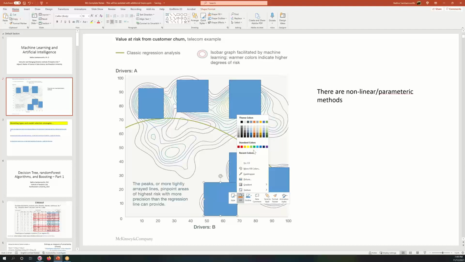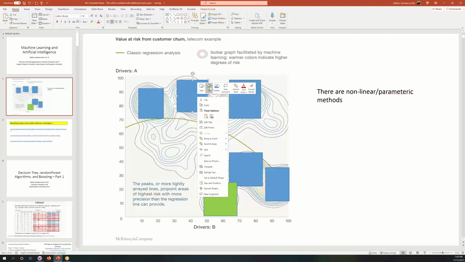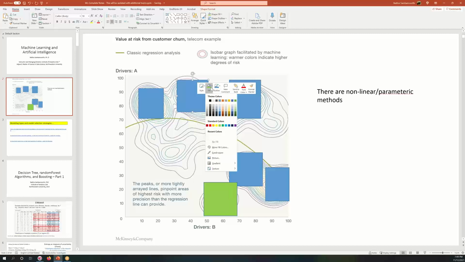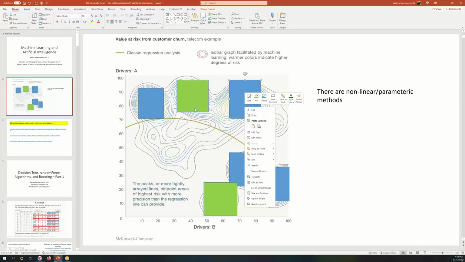Okay, this is also green color because it's a positive one. But these are red colors, right? Because these are high risks. These are low risks. Okay, or maybe more profitable.